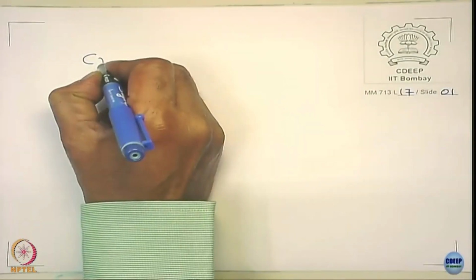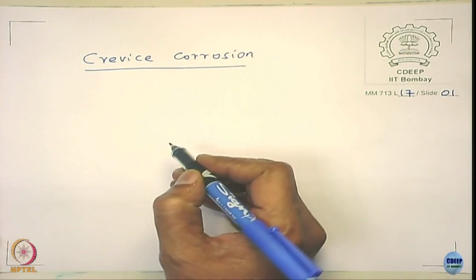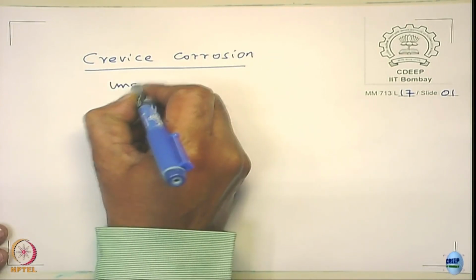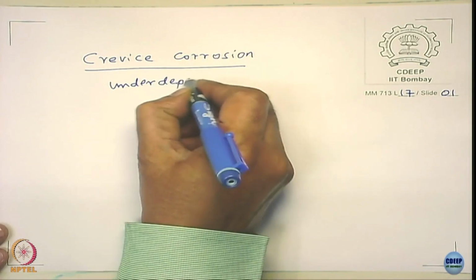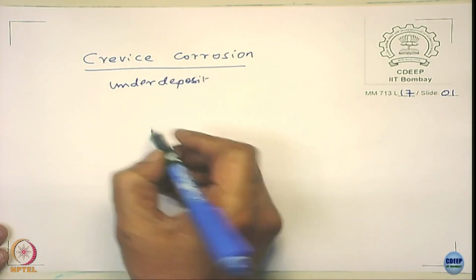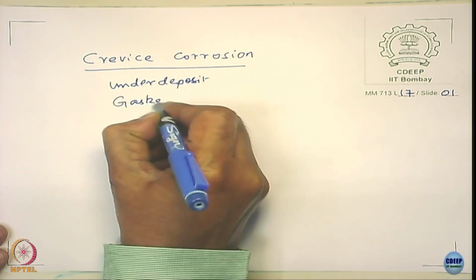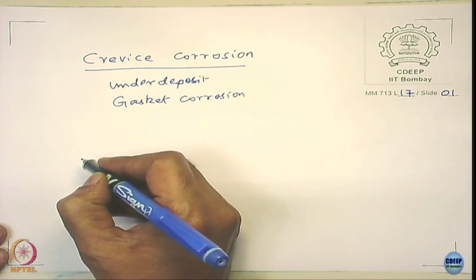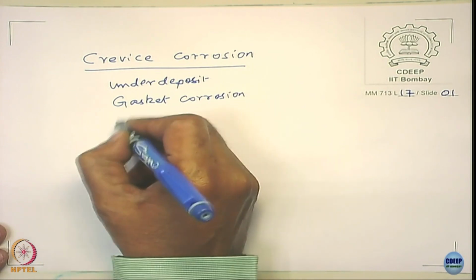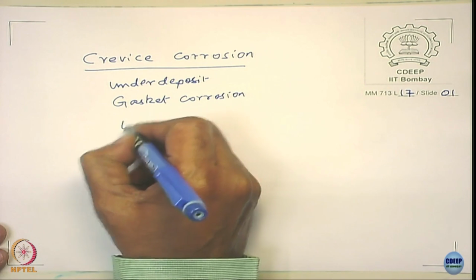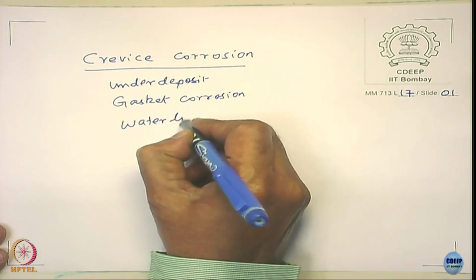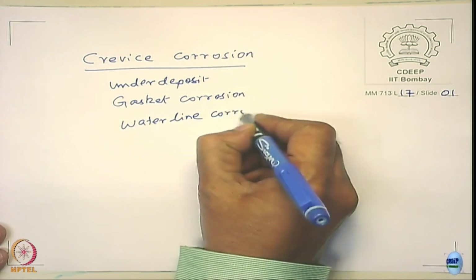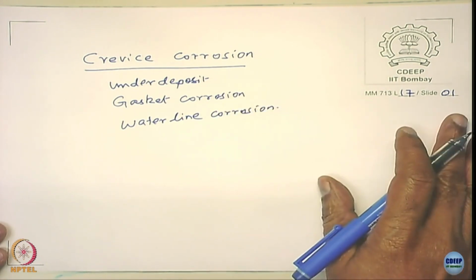So, crevice corrosion is a common name. It is also called under deposit, sometimes called gasket corrosion. And similar to that is called waterline corrosion. In all these cases, there is something very common. There is a common mechanism.